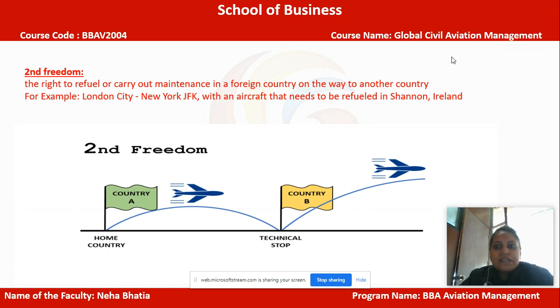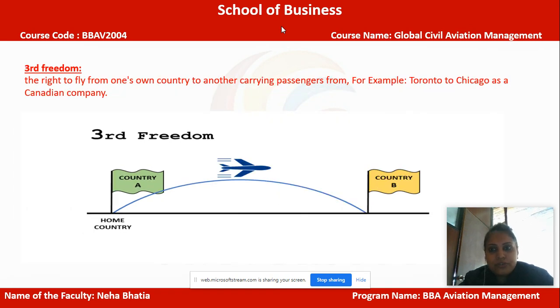Next, the second freedom of air. This is also a basic right that allows airlines from country A to land in country B for the purpose of refueling, maintenance, etc., as long as it doesn't involve deplaning or embarking more passengers. For example, a South African Airways flight from the US to South Africa could stop in the Cape Verde Islands to refuel, but no passengers could get off the airplane.